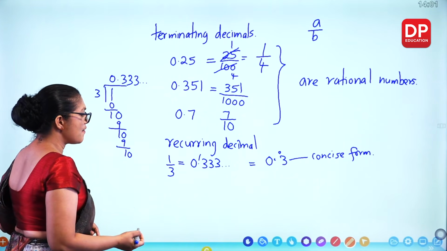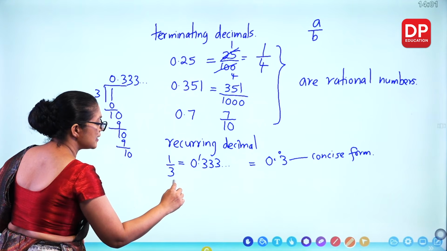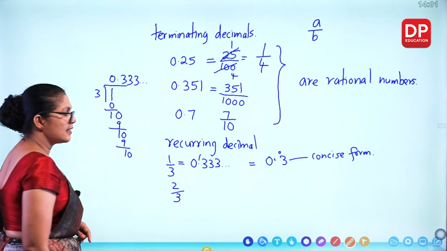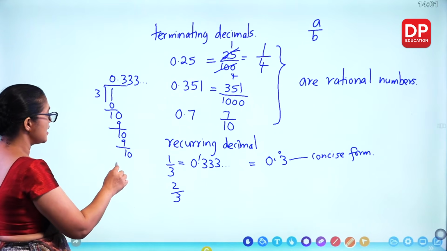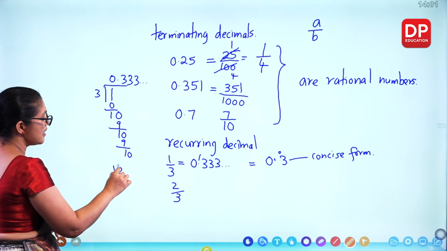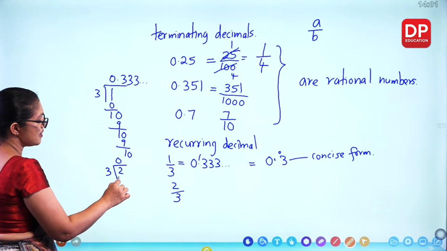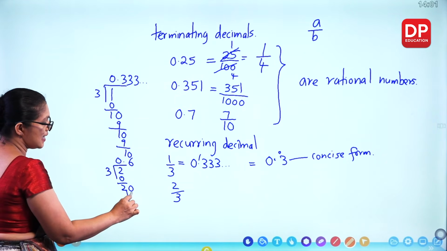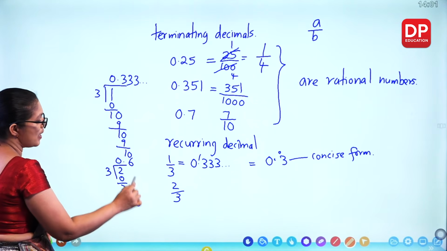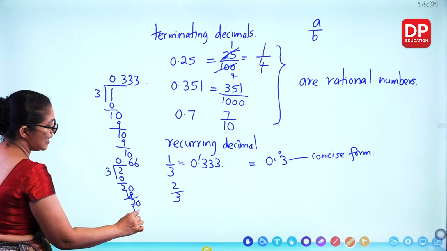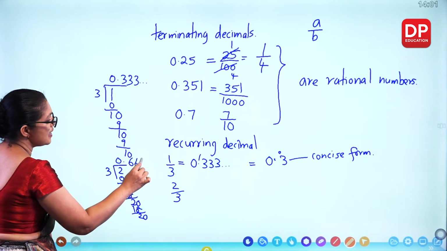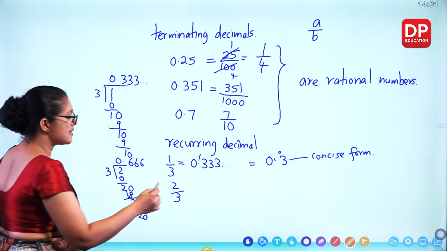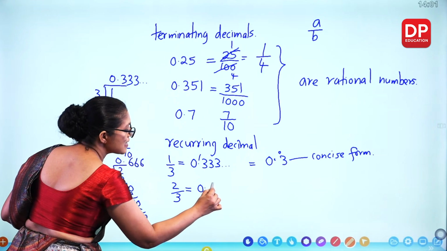So we'll take another one. We'll take 2 over 3. Is it recurring? We'll see. 2 divided by 3. 0, 2 remaining. For 20, how many 3s? 6. 18. Again another 20. 6. Another 18. So this one is 6 repeating. So what do you say about this number? This is also a recurring decimal.